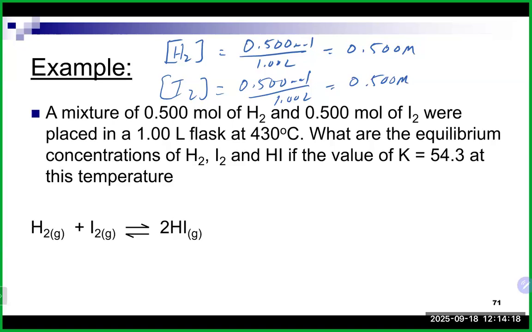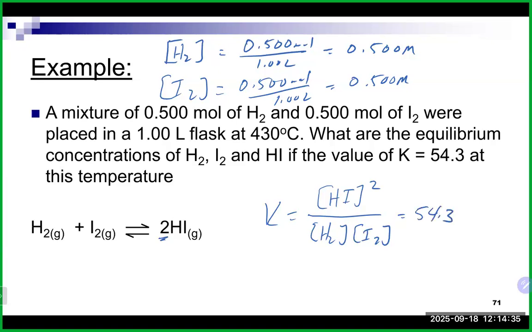We could write our equilibrium expression for this, which would be concentration of HI. Once again, we do need to square it because of our coefficient, divided by the concentration of H2 and the concentration of I2, and that equals 54.3 here.